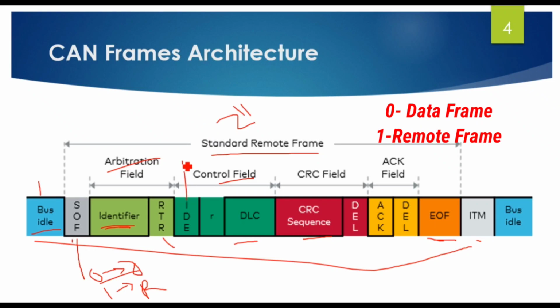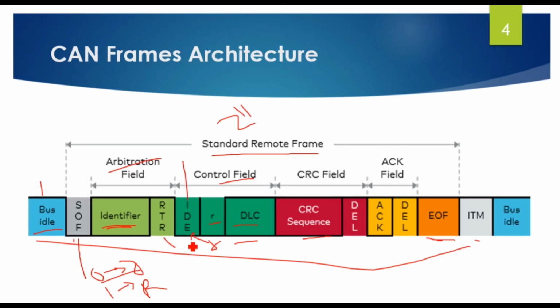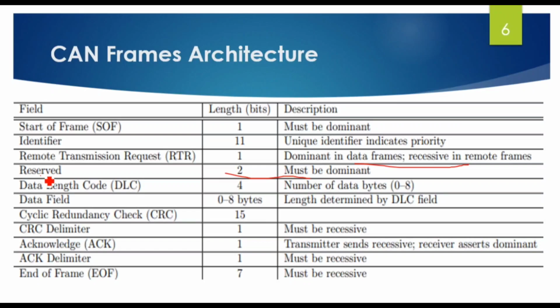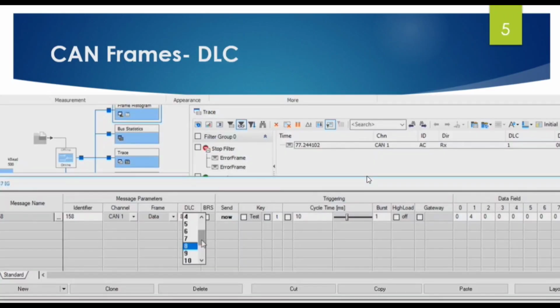And this is the idle state. Reserved bits: this is R1, and this is R0. These bits are always recessive and were originally intended for future enhancement of the CAN protocol. Nowadays R1 is used as the IDE bit to differentiate between standard and extended frames, while R0 is used as the FDF bit to differentiate between CAN and CAN-FD frames. These reserved bits must be dominant, and dominant means 0.